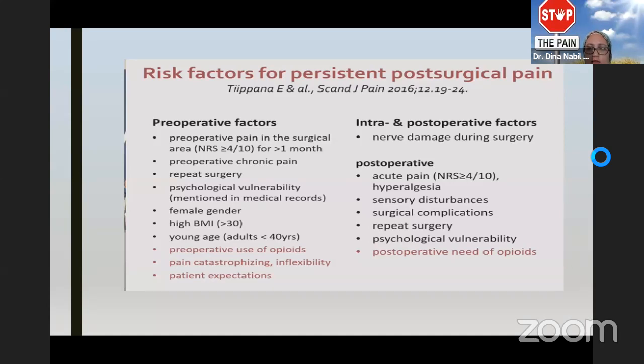So we have preoperative, intraoperative, and postoperative risk factors. As mentioned, patients who are in pain preoperatively are likely to develop pain postoperatively. Others are psychologically vulnerable patients, young age, and preoperative use of opioids. Intraoperatively, when we know there is nerve damage during surgery, these patients should be dealt with in a different way. Postoperatively, risk factors are a pain score more than 4, sensory disturbance or neuropathic pain, surgical complication, redo or repeated surgery, psychological vulnerability, and the postoperative need of opioids. These patients should be dealt with in a different way.